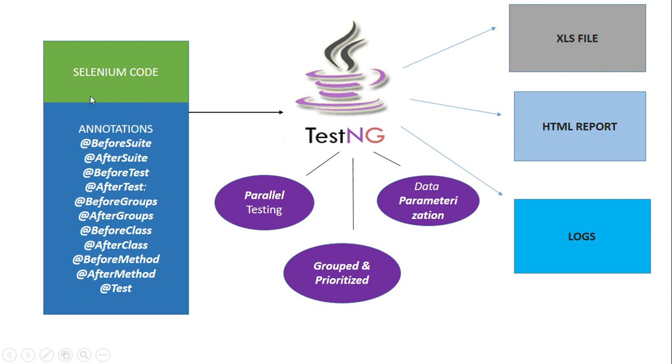You are inserting these test annotations in the Selenium code, right? And what is the main disadvantage or limitation of Selenium code? By using Selenium code alone, we are not able to produce any report for testing. So by combining TestNG with the Selenium code, we are able to generate the HTML report, right? TestNG generating this HTML report is the main thing. So TestNG produces the HTML report for implementation, and it also generates the logs.